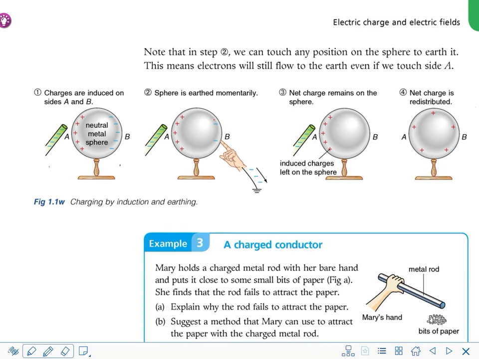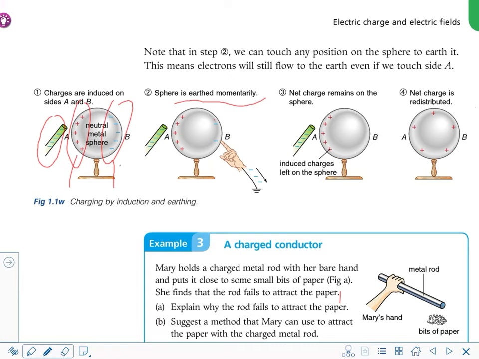Here is a special case we may find in the DSE exam. We call this charge by induction and earthing. We have some steps, and we must follow all the steps. If the sequence is not the same, the result will be changed. Step one, we move the wall closer to the sphere. So we have positive induced charge and negative induced charge.